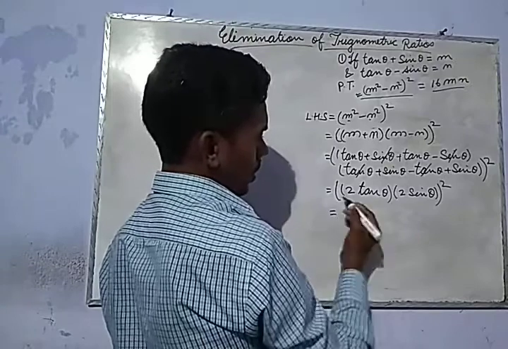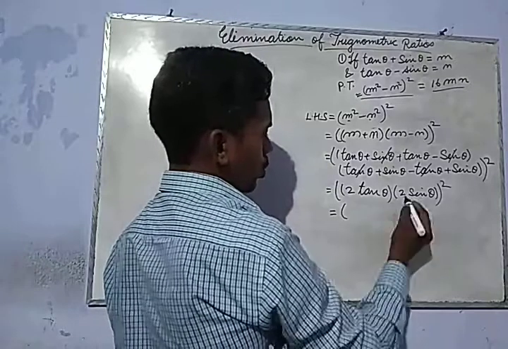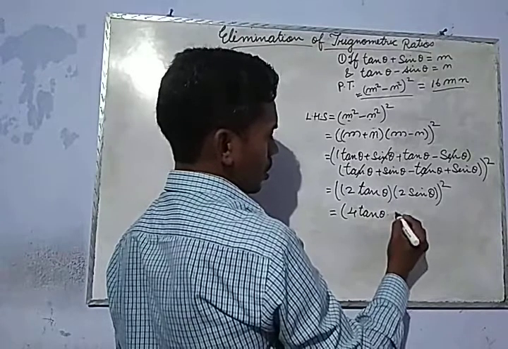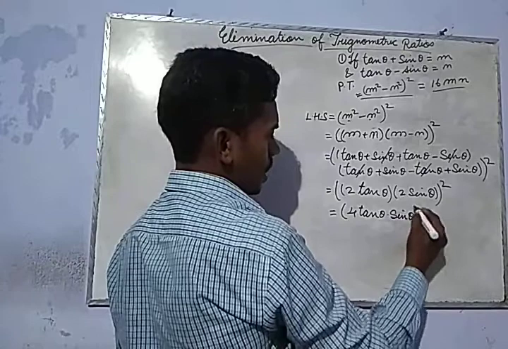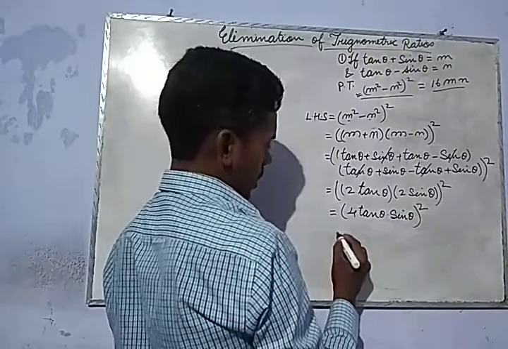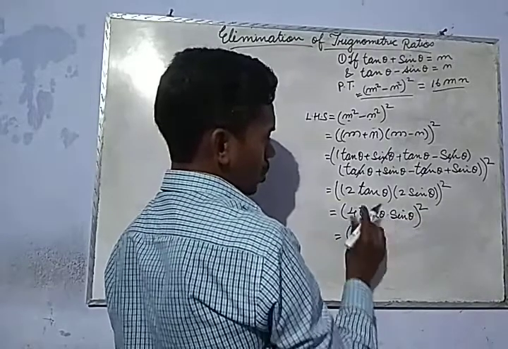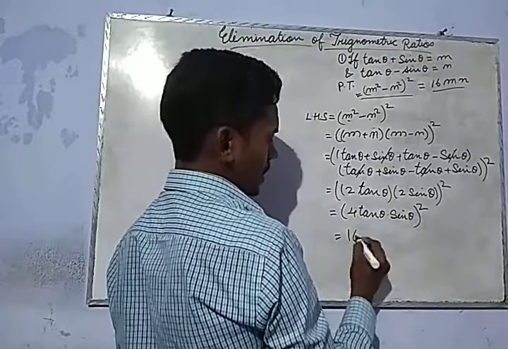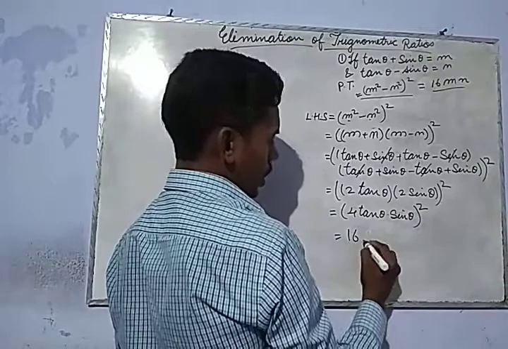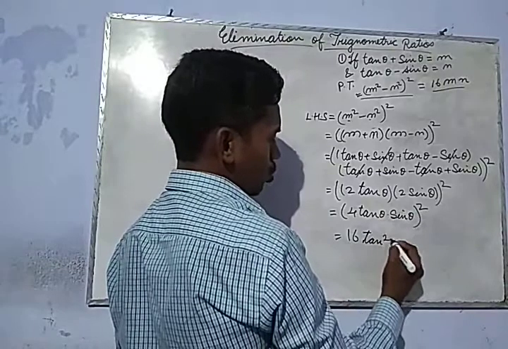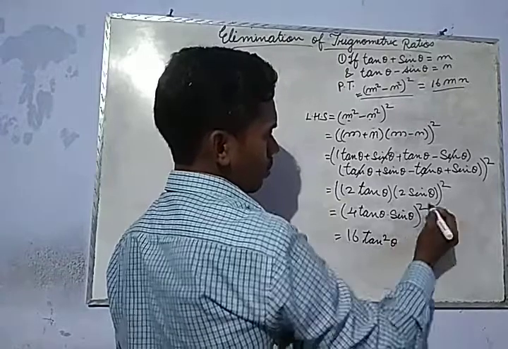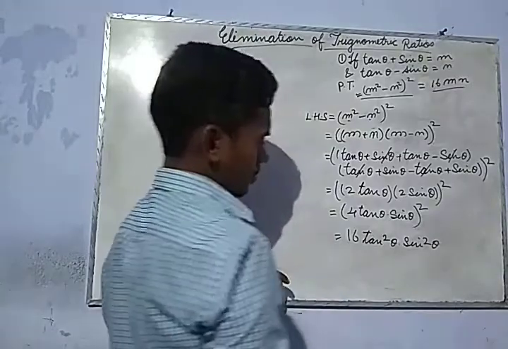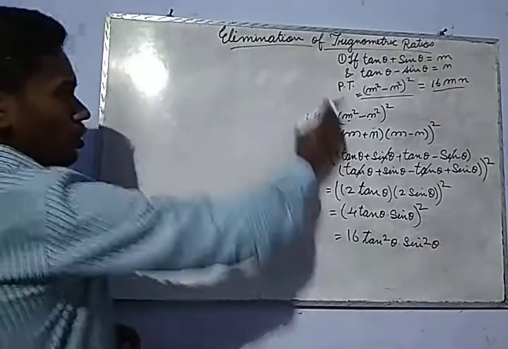So when we solve it, what do we get? 2 into 2, 4 tan theta dot sin theta whole square. Then we open the bracket, and what do we get? The square of 4 will be 16, the square of tan will be tan square theta, and the square of sine will be sine square theta. So this is the solution for the LHS.